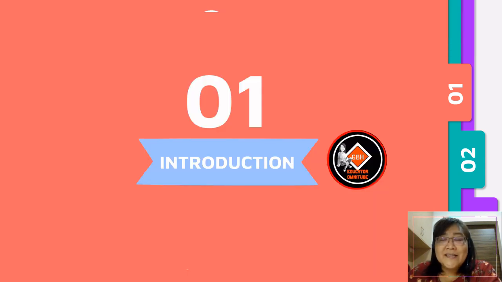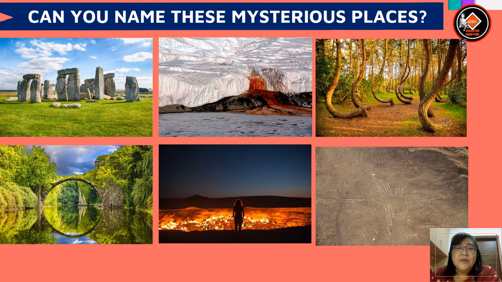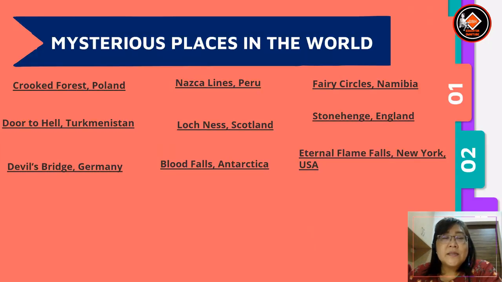Now let's begin the lesson with our introduction. Can you name these mysterious places? There are 6 pictures here. These are some of the mysterious places in the world. So here we have Crooked Forest, Poland, Door to Hell, Turkmenistan, Devil's Bridge, Germany, Nazca Lines, Peru, Loch Ness, Scotland, Blood Falls, Antarctica, Fairy Circus, Namibia, Stonehenge, England, and Eternal Flame Falls, New York, USA.